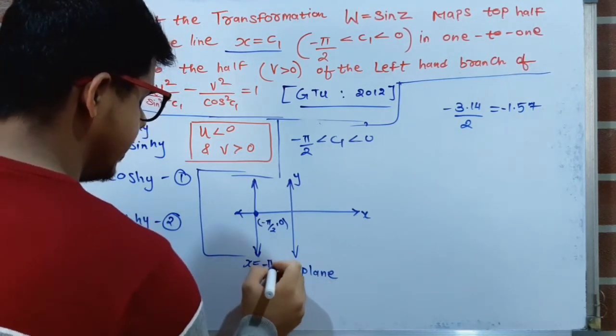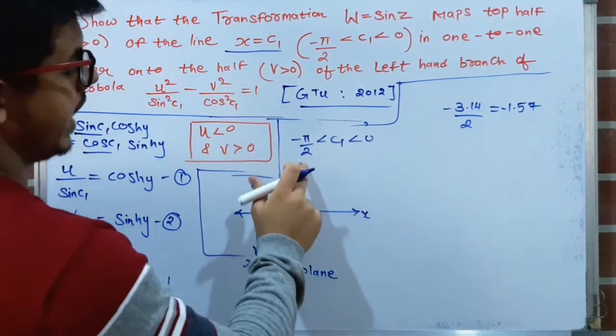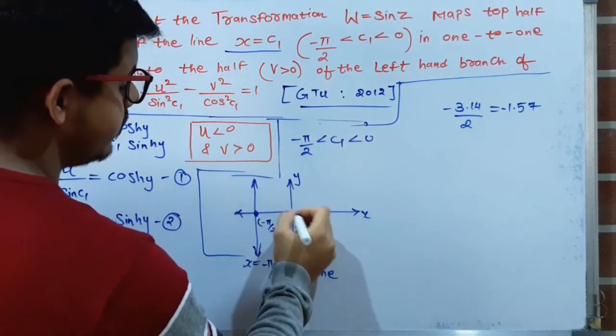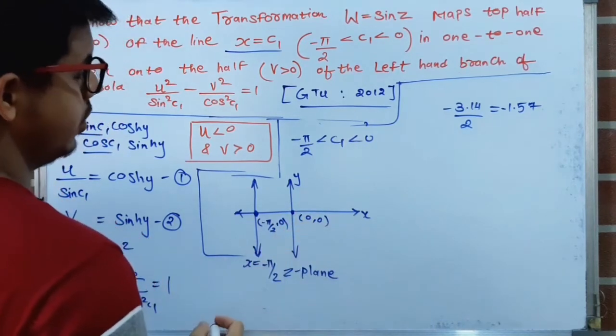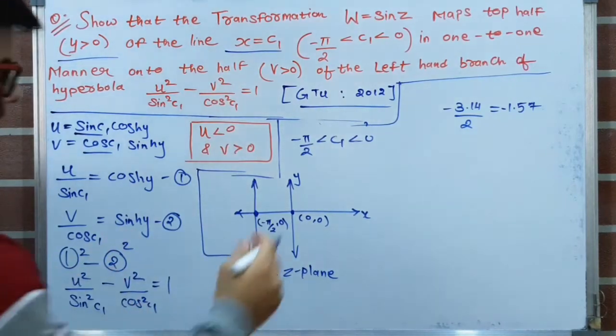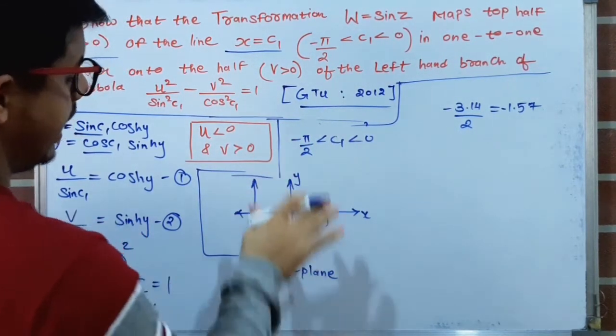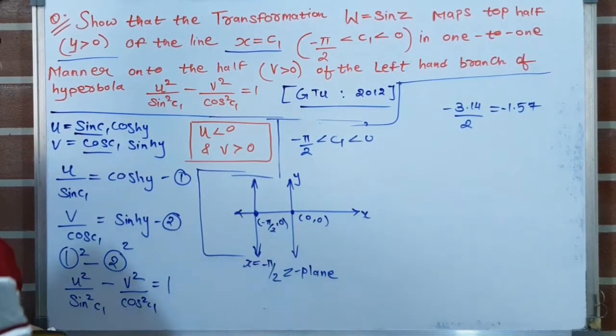X is equal to minus pi by 2. In the equation it is mentioned that it is between minus pi by 2 and 0, so here it is 0 comma 0. So the region, and also it is mentioned that y is positive. That means the upper half of the z plane is considered and the lower half of the z plane is removed.